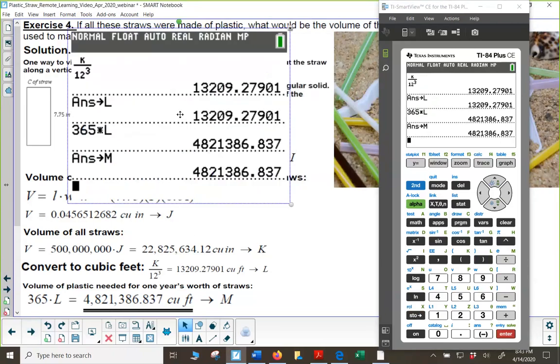And that's 4,821,386.837 cubic feet of plastic in a year, just from straws. I'm not talking plastic bottles, I'm not talking plastic bags, I'm talking just from straws, these little straws.